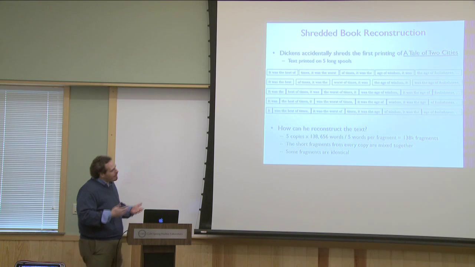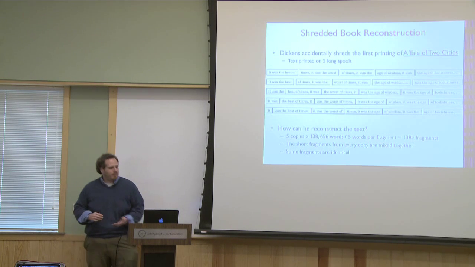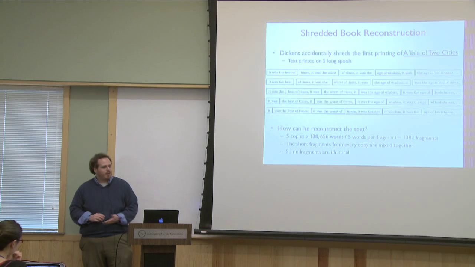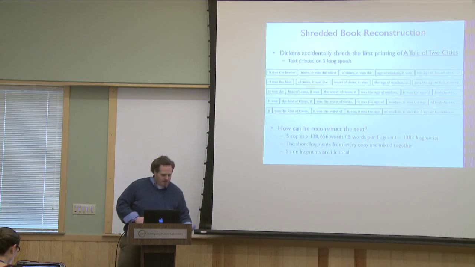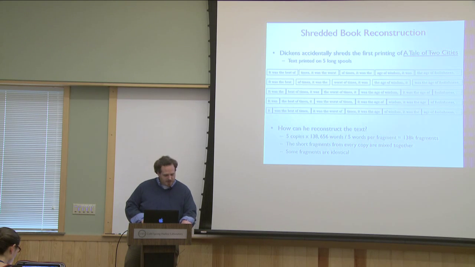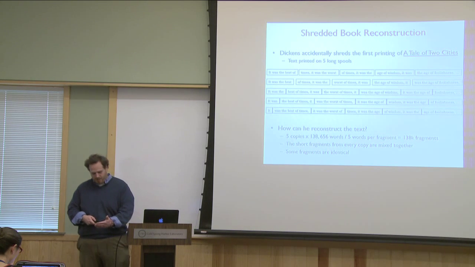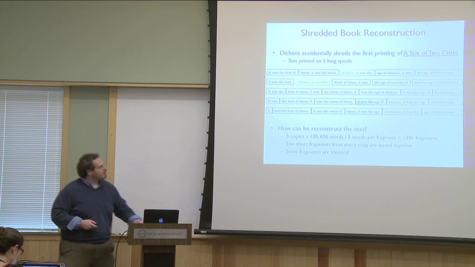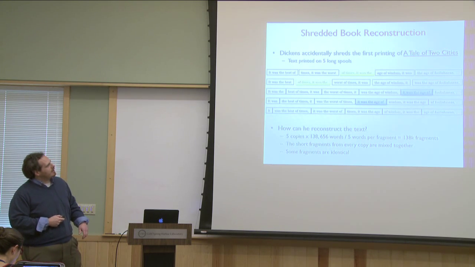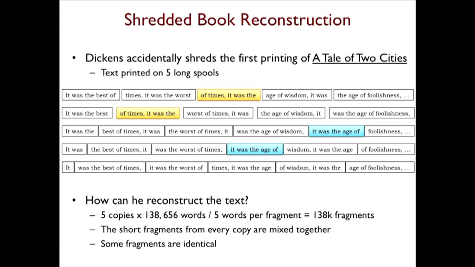So if the input was 5 copies of the book, and each copy is 140,000 words, at 5 words per fragment, all the fragments are mixed together, and in particular, some of the fragments are going to be identical. Now, a fragment can be identical because it happened to come from the same spot in the book, but sometimes fragments are going to be identical even if they came from very different spots in the original text. Those are going to be very important as we start thinking through this reconstruction problem in a minute.